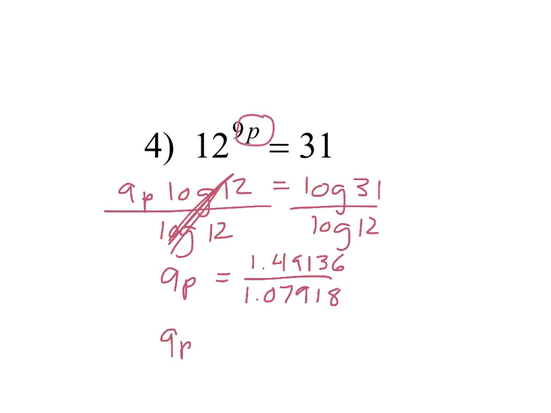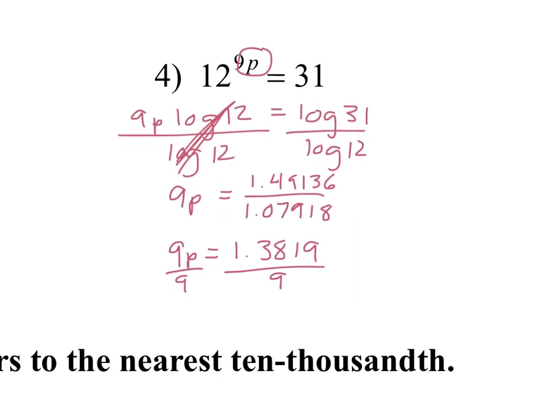So I get 9p is equal to 1.3819. And now I can divide both sides by 9. So I get p is equal to 0.1535, which can round, if we're rounding it to 3 decimals, it would be 0.154.